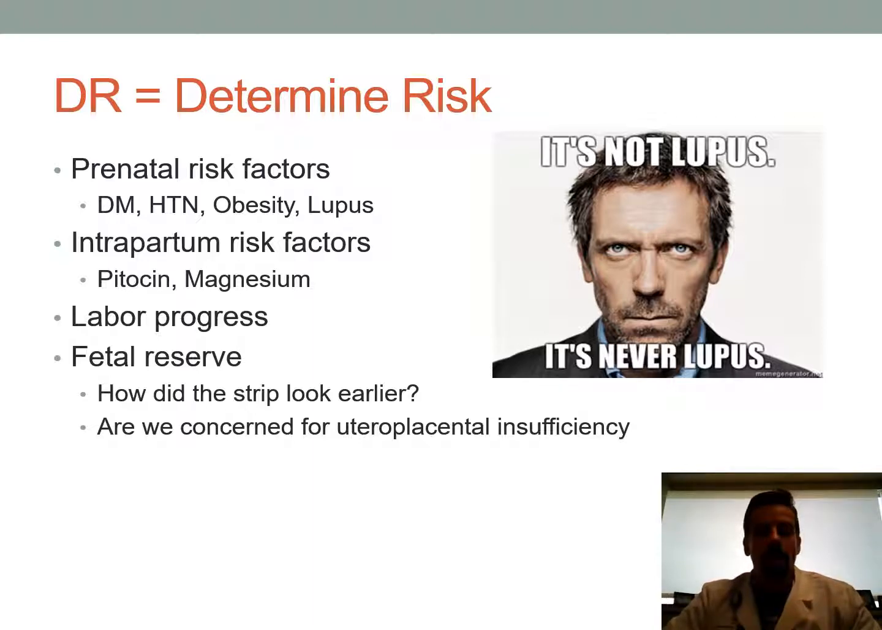You're looking also at labor progression. You're going to view poor labor progress differently from good labor progress. And then think of this concept again of fetal reserve in determining risk. When you're interpreting a fetal heart rate strip, think about it in the context of what it looked like earlier. Have we had concerns for uteroplacental insufficiency throughout the labor, or did it just get bad all of a sudden? Maybe it's something that's temporary and very reversible.